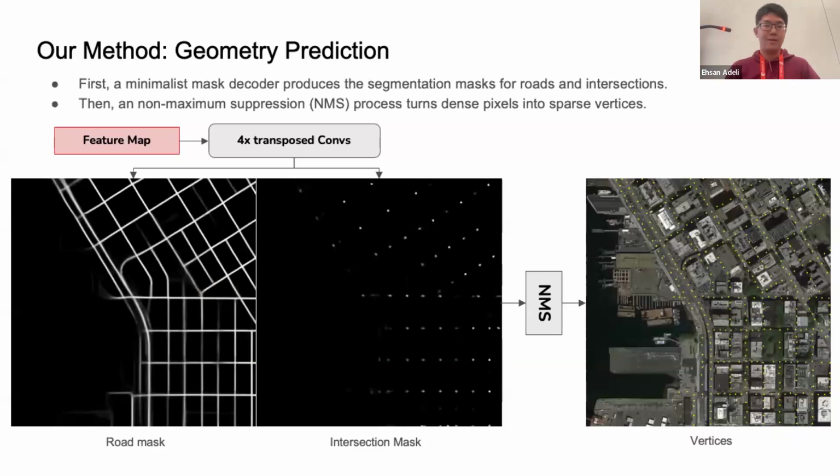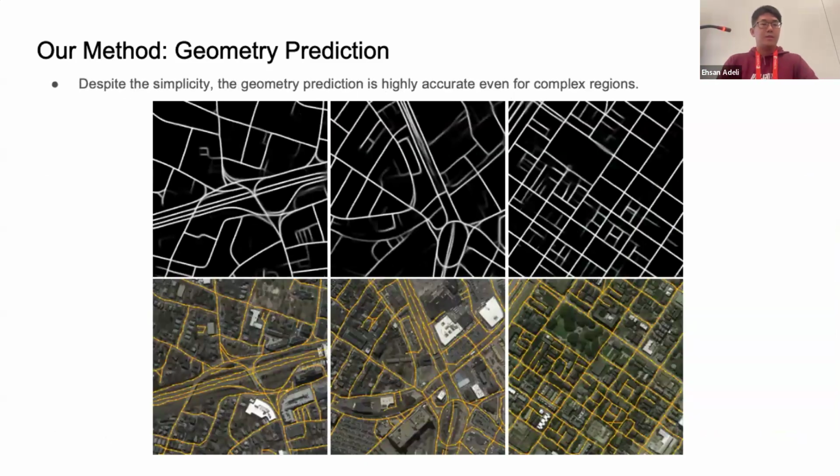So as shown in this image, you can notice those little yellow dots. The geometry prediction, despite its simplicity, is highly accurate. You can notice these thin and complex structures in the dense urban areas. This is especially interesting because, as mentioned, there is no specific architecture design in the backbone network to really make this network good at these kinds of structures.